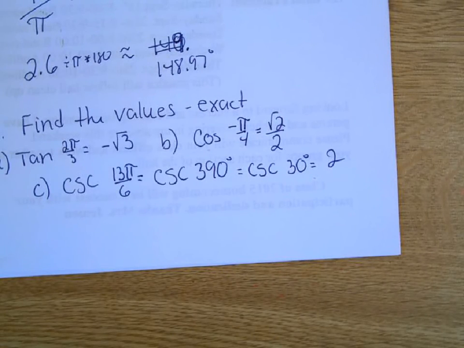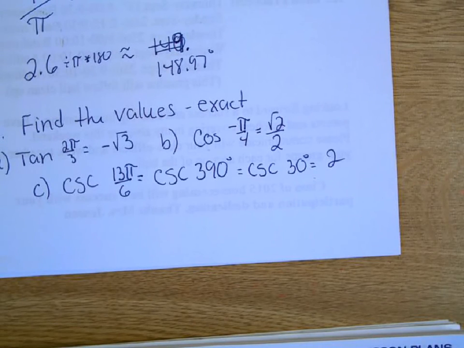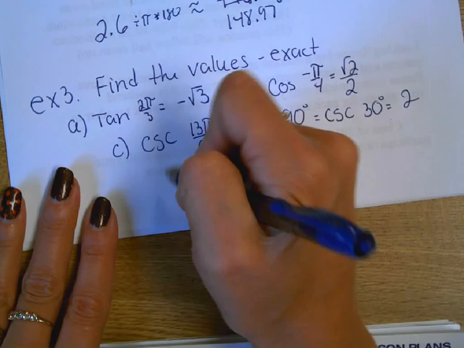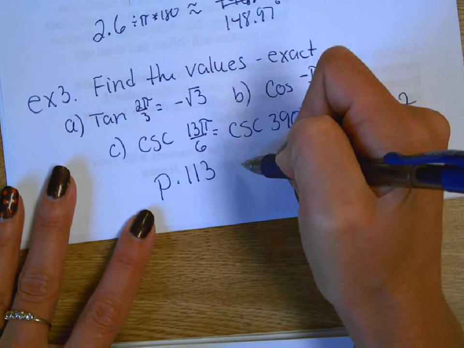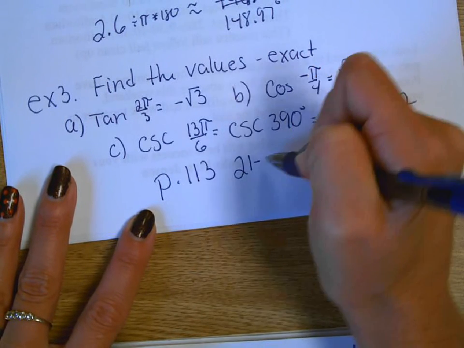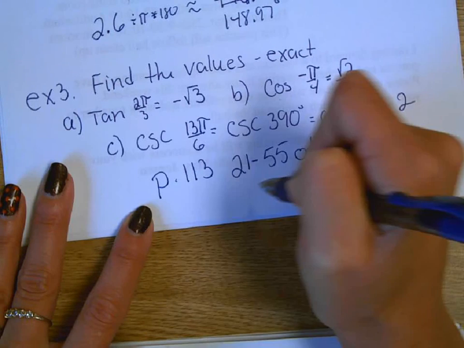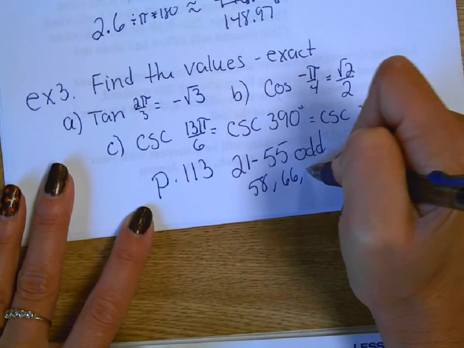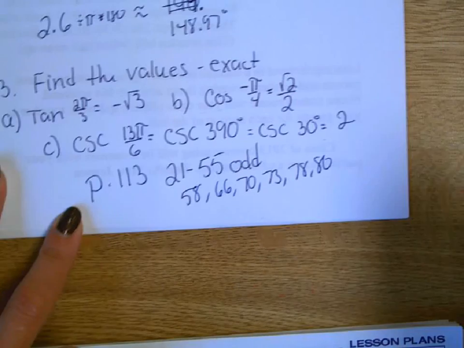Okay, your assignment then. And this is a lot of converting and then reading your sheet. It's Thursday today in Trig. 3-1, page 113. 21 to 55 odd, 58, 66, and 80. There you go. It's not a lot.